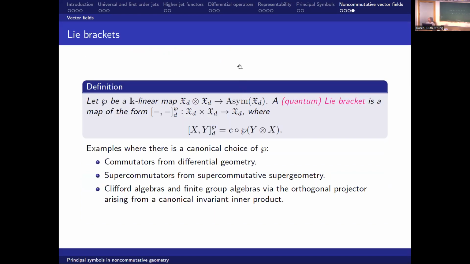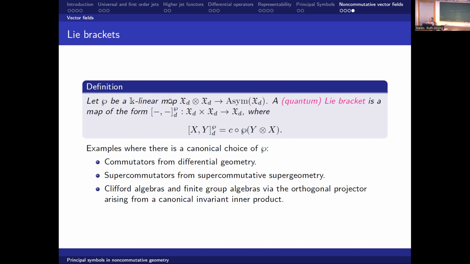So let's conclude here by looking at what a Lie bracket would be in this setting. If you have some k-linear map from vector fields tensor vector fields to this space Asym we saw in the previous slide, then we would call a Lie bracket a map of the form given here. So first there's a flip, which is here for technical reasons, and then you would apply this k-linear map from vector fields tensor vector fields to Asym, and then you would take this composition, and there's also another flip built into the composition.